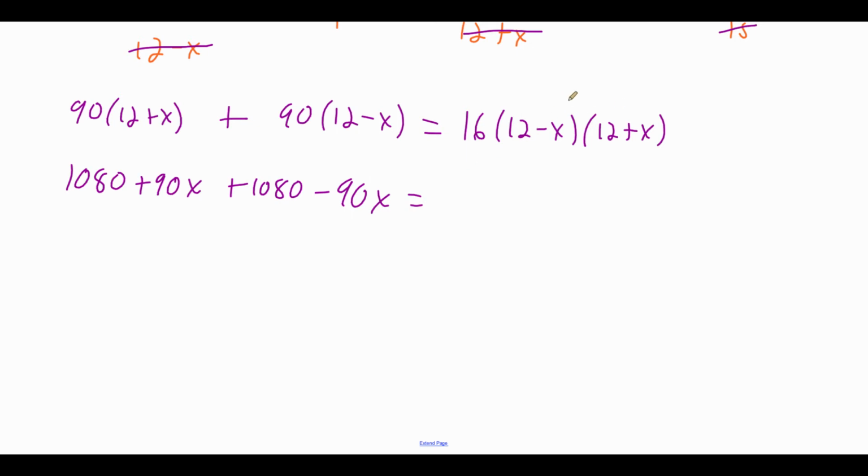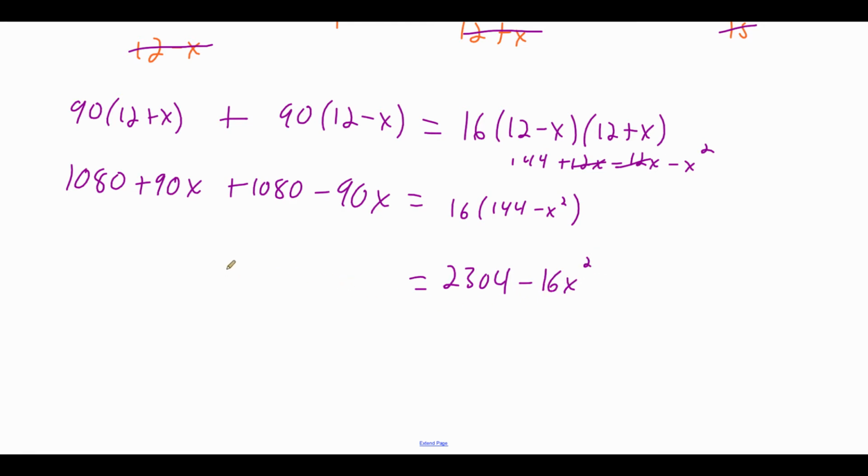On the right-hand side, I'm going to start with foiling out what's inside of my parentheses. So 12 times 12 is 144. 12 times a positive x is plus 12x. Negative x times 12 is minus 12x. And then negative x times positive x is negative x squared. These 12x's are going to cancel each other out. So then we get 16 times 144 minus x squared, but then I'm going to distribute the 16. So on the right-hand side, we're going to get 2304 minus 16x squared. On the left-hand side, the plus 90x and the minus 90x are going to cancel each other out. And if we add those 1080s together, then we're going to get 2160.